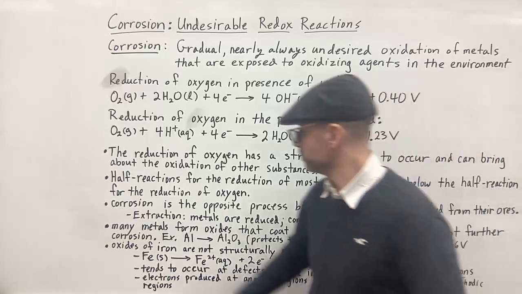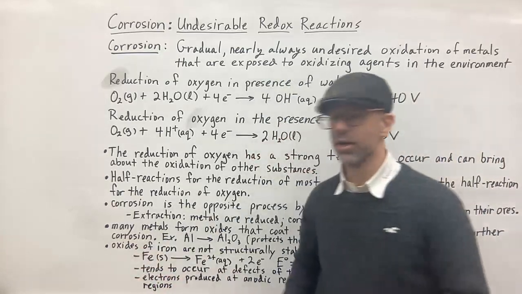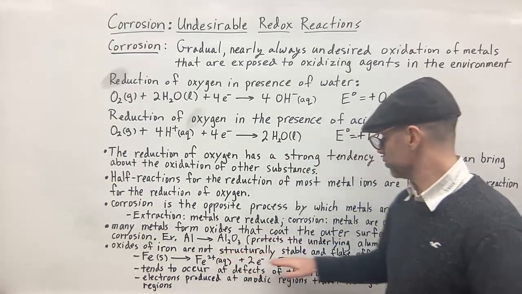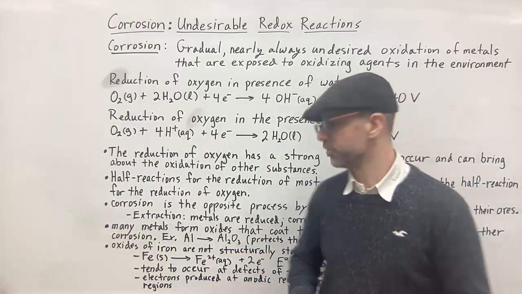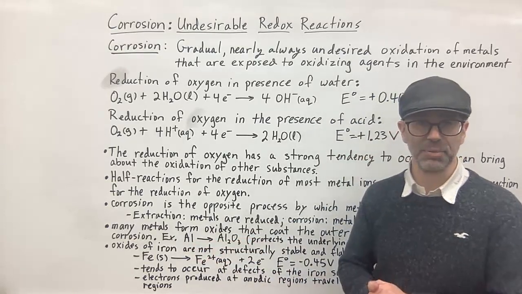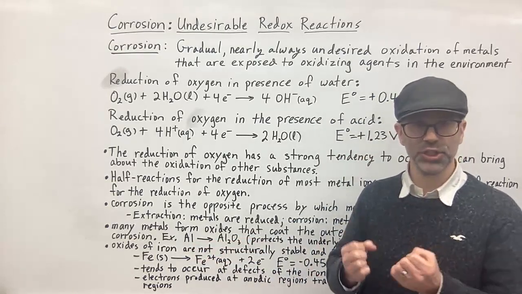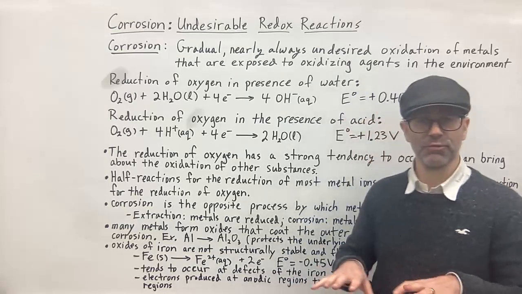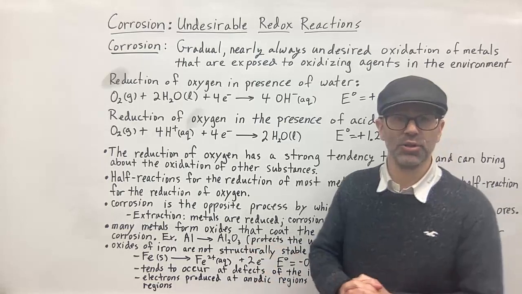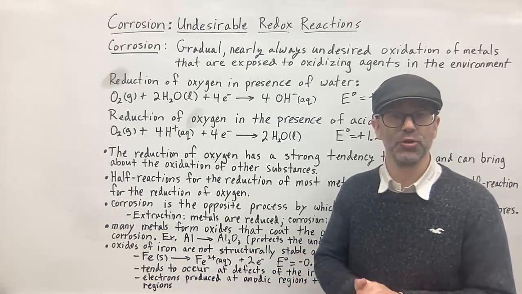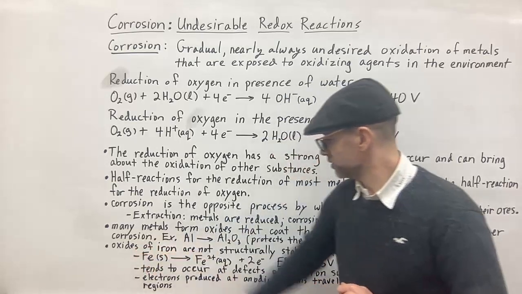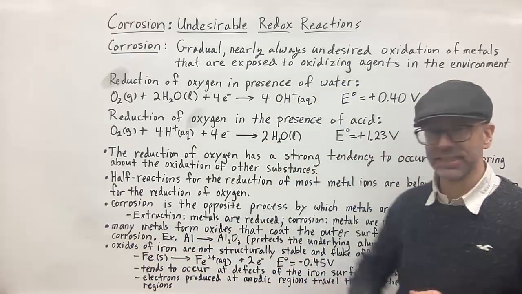And so here, what about oxides of iron? Well, oxides of iron are not structurally stable, as we know from experience. So here we have an oxide of aluminum as an example. It forms a coating that's really strong, really stable, and therefore makes a protective coating around the aluminum to protect it from further corrosion. But iron oxides are not structurally stable. They like to flake off.